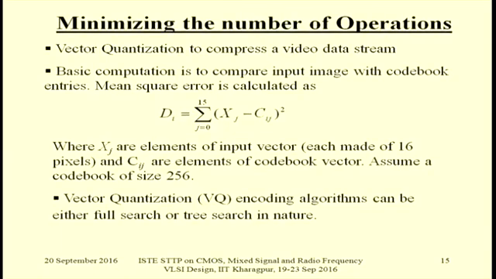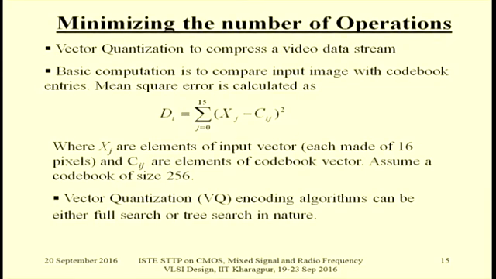Let us assume a code book of size 256, and xj is the input vector. Now suppose each input vector consists of 16 samples, 16 pixels. So a group of 16 scalar elements will constitute a single vector. Here xj are the elements of the input vector, each made of 16 pixels, and Cij stands for the elements of the code book, assuming a size of 256. So the distortion calculation, how much the input vector varies from each of the code book entries, is given by this equation.